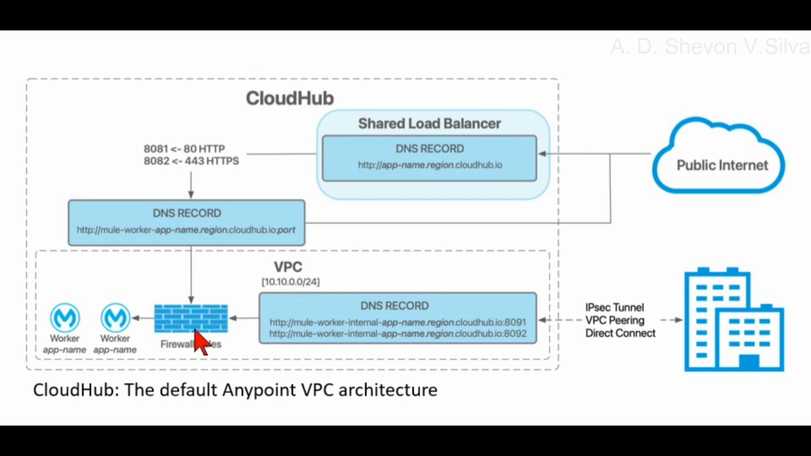Here the VPC 10.10.0.0/24. Here there's a DNS record. The DNS record interacts with the IPsec tunnel, VPC peering, and direct connect. Here you can see the DNS record, http://mule-worker-internal-appname.region.cloudhub.io, ports 8091 and 8092, and the DNS record is connected to firewall rules. Here the firewall rules are connected to the worker app name.